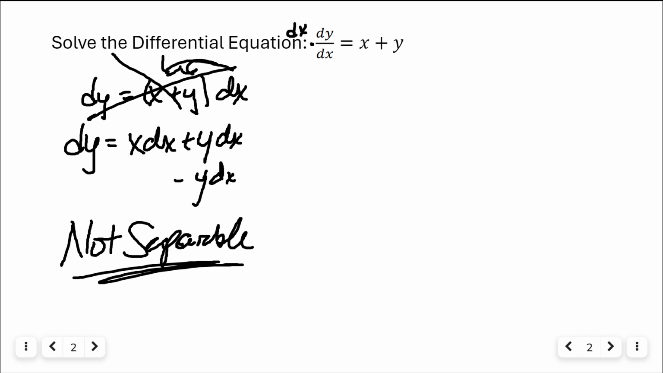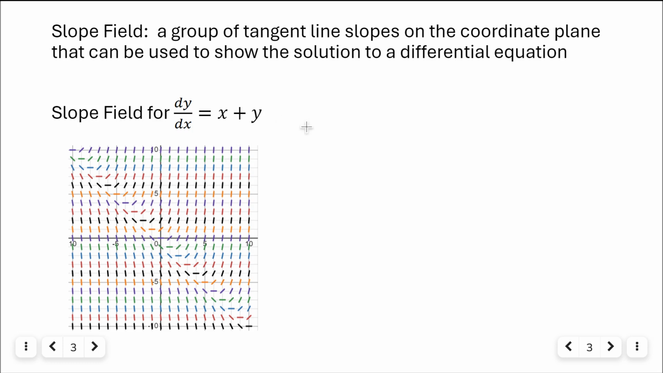But what we can do is use a slope field to look at what the solution would look like, to see a picture of it. So let me show you. A slope field is a group of tangent line slopes on the coordinate plane that can be used to show the solution to a differential equation. So this is the slope field for dy/dx equals x plus y.